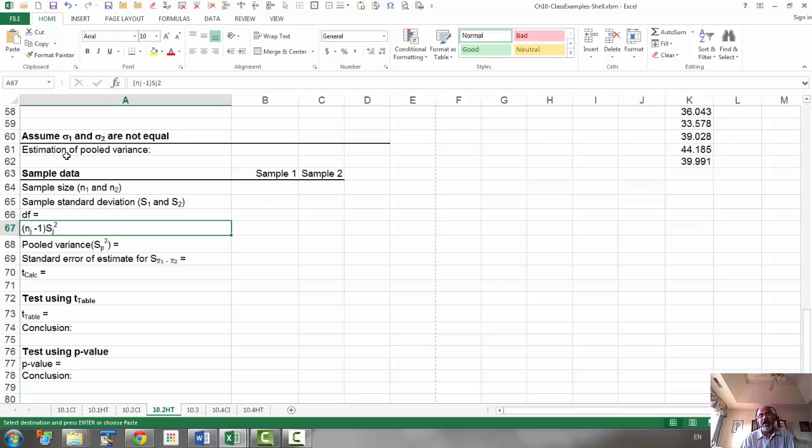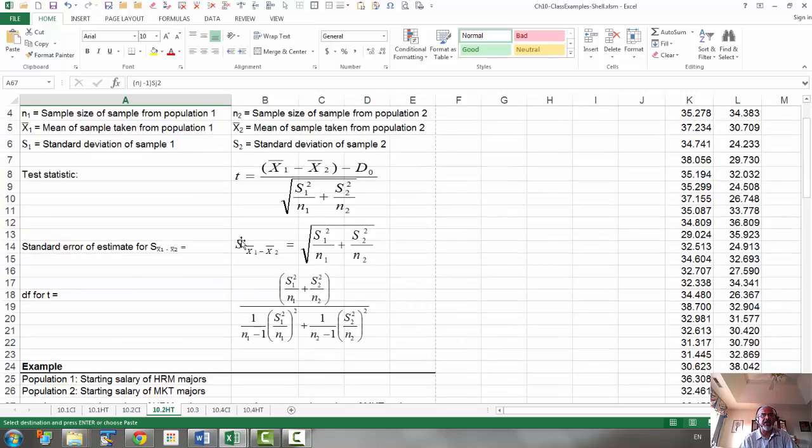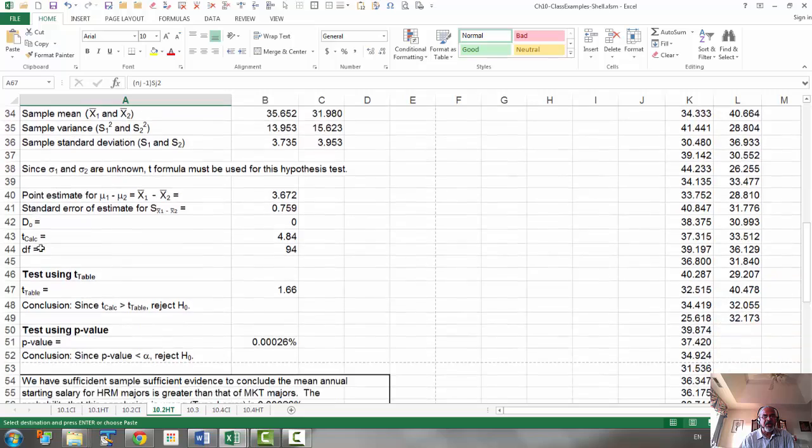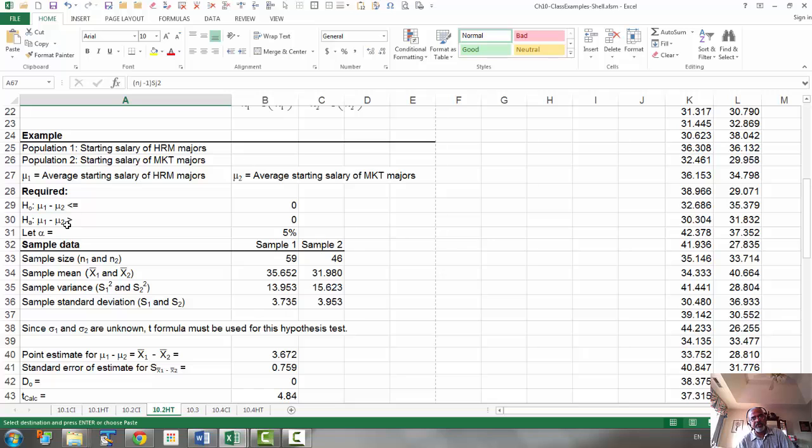So how do we do that? When the two standard deviations are equal, we can do a pooled variance estimate and use it for our calculation of the t-value. In that case, our degrees of freedom will also be different. So we'll use the same data as before, same hypothesis test. We want to test whether the average HRM starting salary, the alternative hypothesis, is greater than that of the marketing majors.